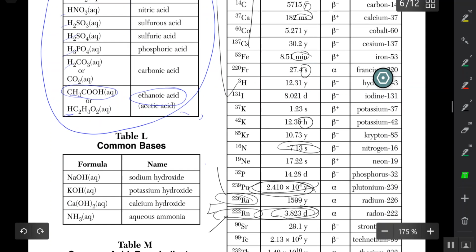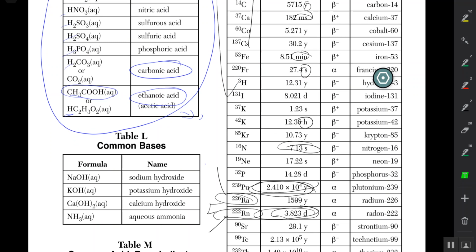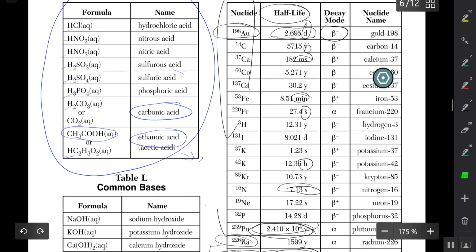This is really just vinegar, by the way. Vinegar, the one that you put on salad. This carbonic acid is present in soda. And then you have sulfuric acid, nitric acid, nitrous acid, and hydrochloric acid, a very common acid.